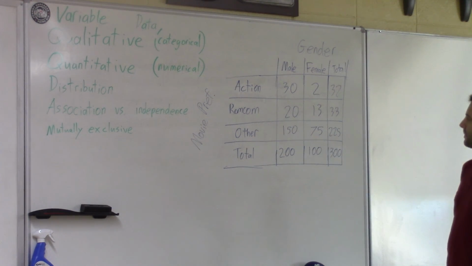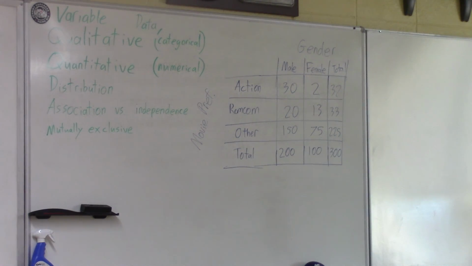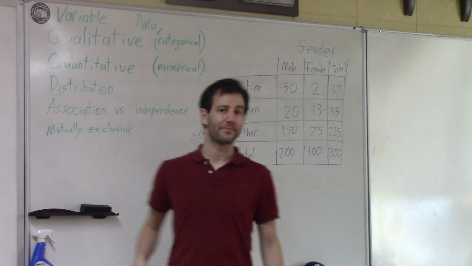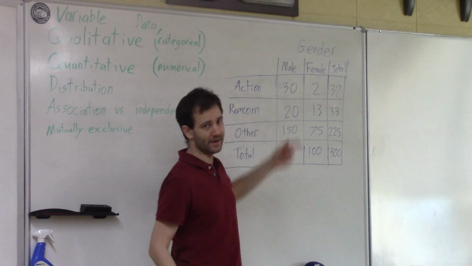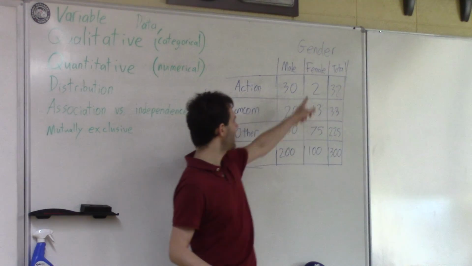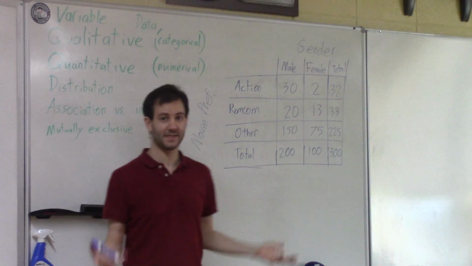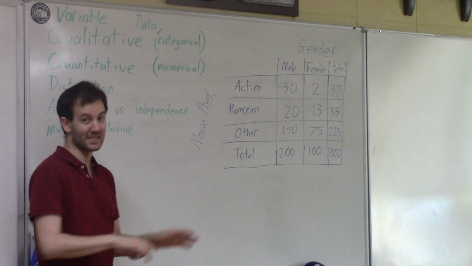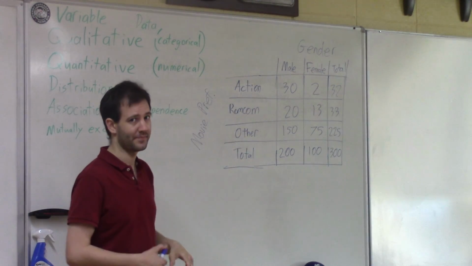Okay, so let's think for a second about what this shows. Does this show any association between movie preference and gender? Well, 30 out of 200 men like action movies, that's 15%. 15% of men prefer action movies, whereas only 2% of women prefer action movies. Since those aren't the same, there is an association. Remember the word association, as opposed to independence. There is an association between liking action movies and gender.